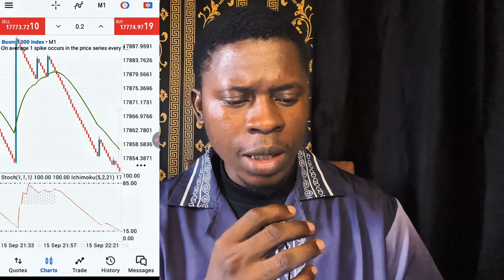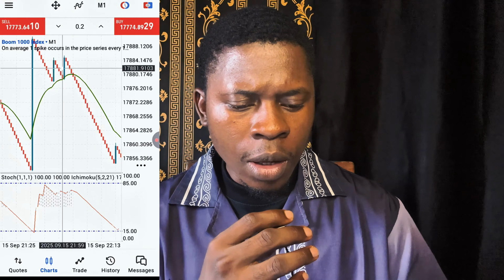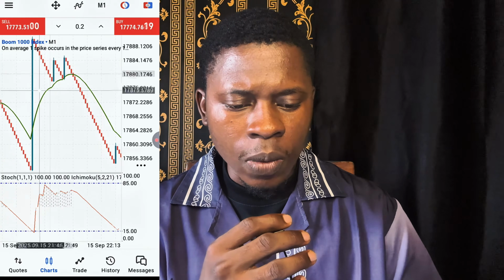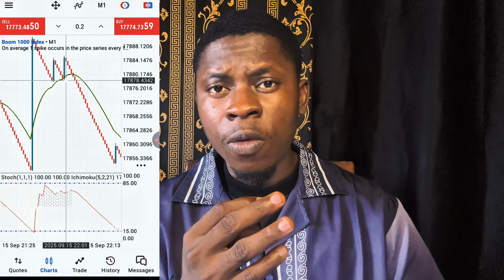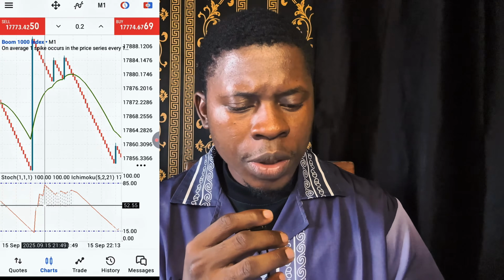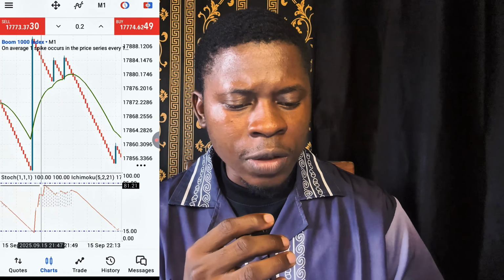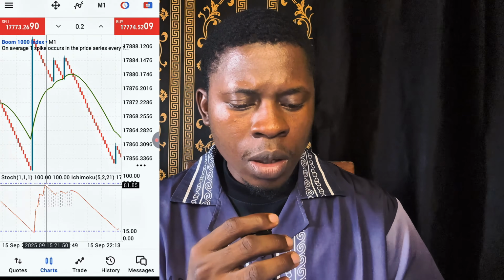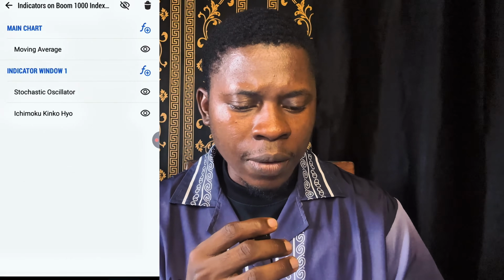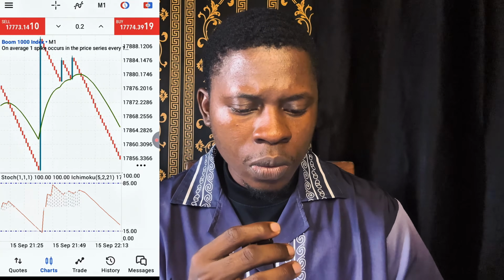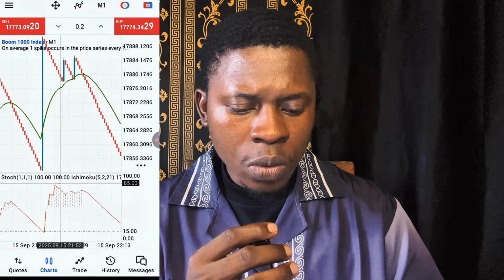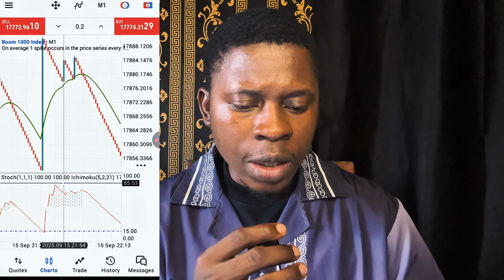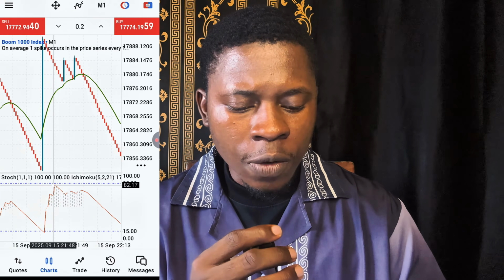So first and foremost, we're going to start here on Boom. Now on the main window right here, as you can see, we'll have the moving average on the main window before indicator window 1. Basically you're going to be having 2 confirmations. The first confirmation is when this line right here touches this level of 85 of the Ichimoku, this blue line, which you can see is the stochastic oscillator. Once it touches that line, this very point, this level 85, then that is your first confirmation.